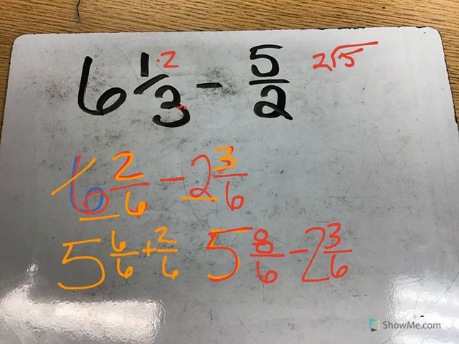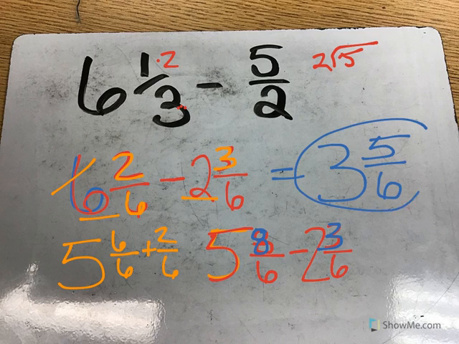5 minus 2 is 3. I'm going to write it in blue up here. Here's my answer. And then 8 minus 3 is 5. And 6 minus 6 is 6 because the denominator does not change. Notice in the previous problem, when we did it with improper fractions, we got 3 and 5/6. We still got 3 and 5/6.